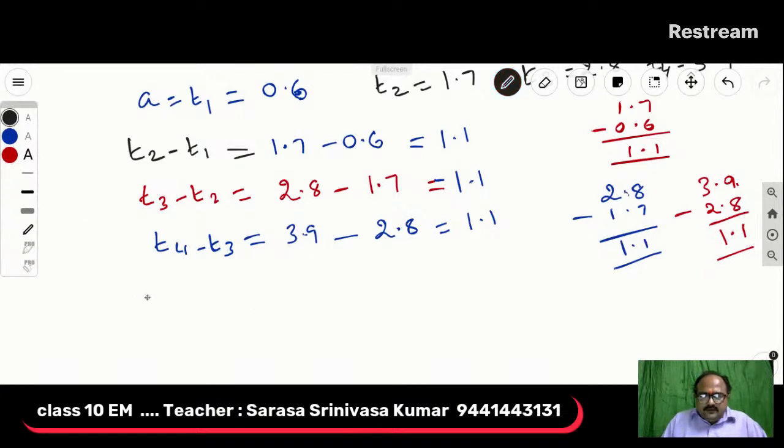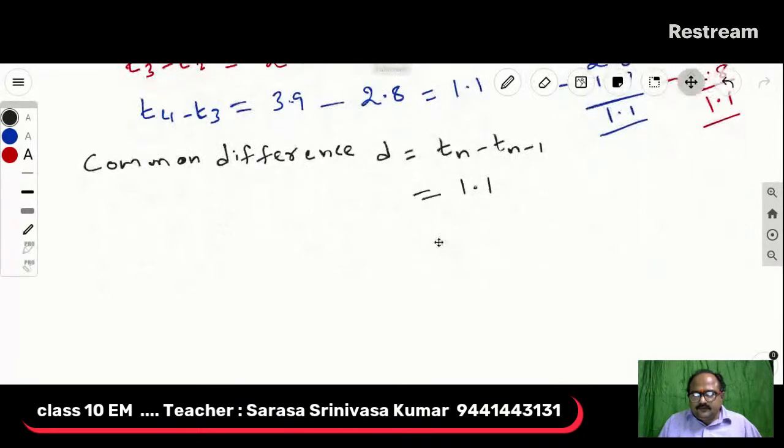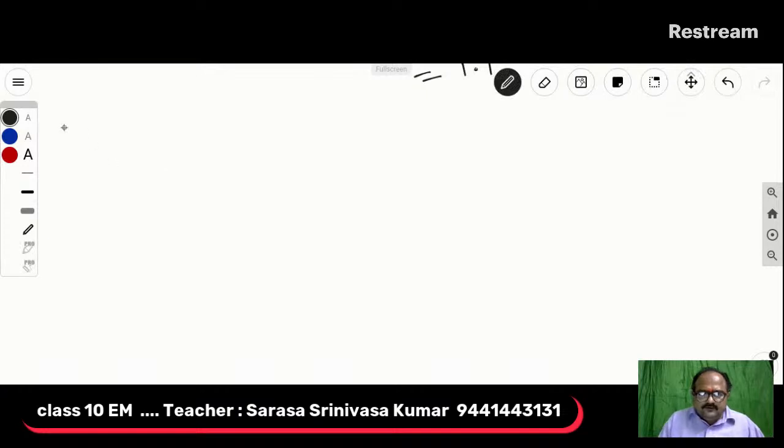Here we can write the step: the common difference D equals Tn minus Tn minus 1, the nth term minus the n minus 1th term. So this is equal to 1.1. So this model is completed. Now let us start the fourth problem, the next model.